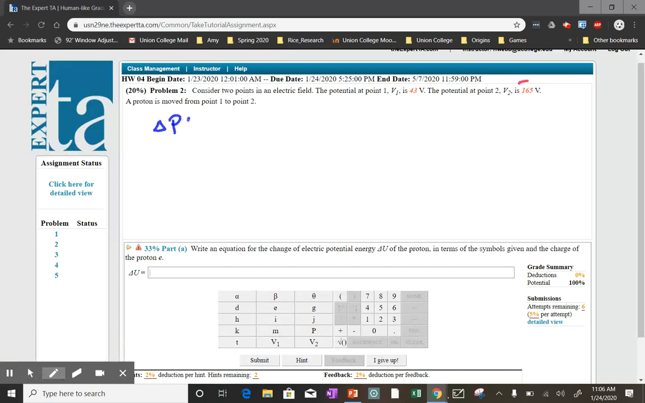Change in potential energy is equal to Q delta V is our equation. There's your starting point. So you have Q given to you because it's a proton. If it's a proton, Q is equal to plus 1.602 times 10 to the minus 19 coulombs. And you're given V2 and V1. So delta V is V final minus V initial. And you just put those in. That's it.